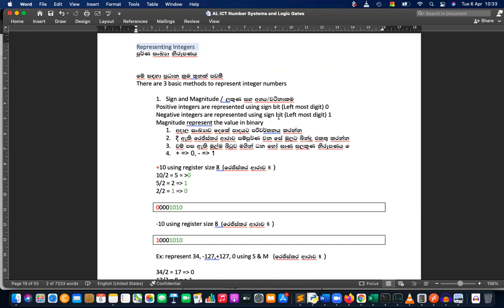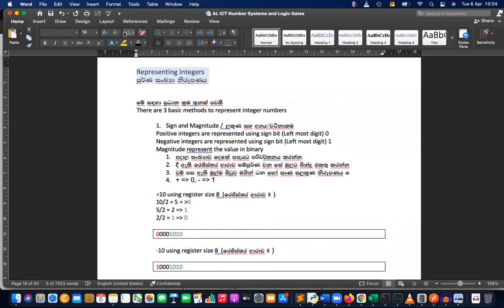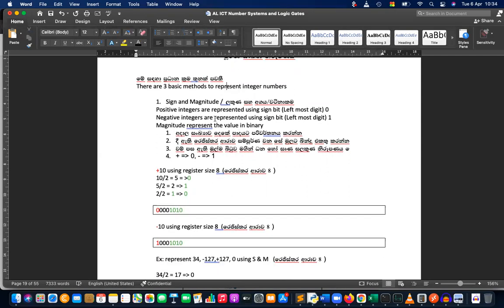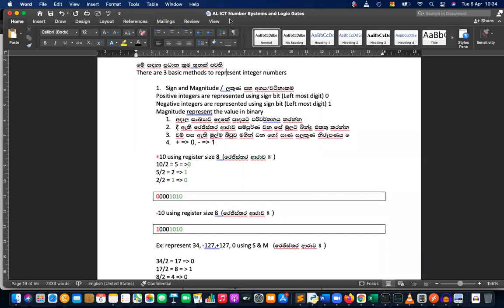Okay, so there are three basic methods to do this. The first method is called sign and magnitude. No need to write the Sinhala one, please write the English one. Representing integers is the topic, that is our new topic. Please write that topic. Then write: there are three basic methods to do this, and the first method out of that is sign and magnitude. First write down, then let's learn.